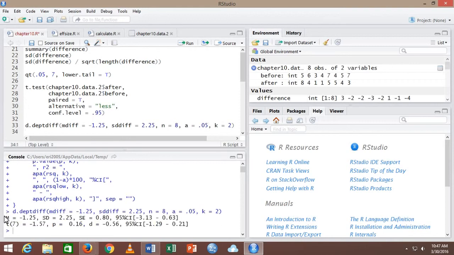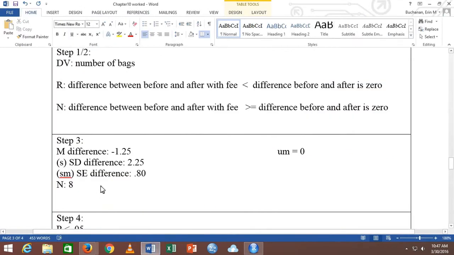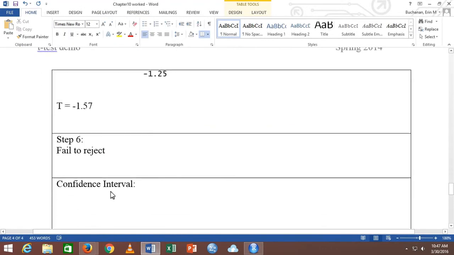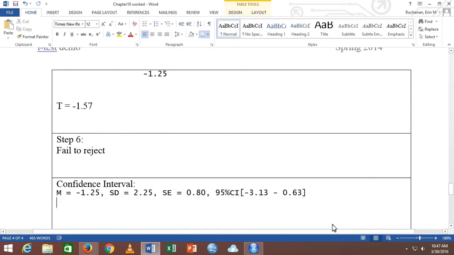If I run that, I should get, this time I didn't get any warnings. Yay. That the confidence interval of the mean is negative 3 to positive 0.6, which means that people are reducing their bags of trash by 3 bags, but some people are increasing their bags of trash. And that includes 0, so that's why we didn't reject the null.